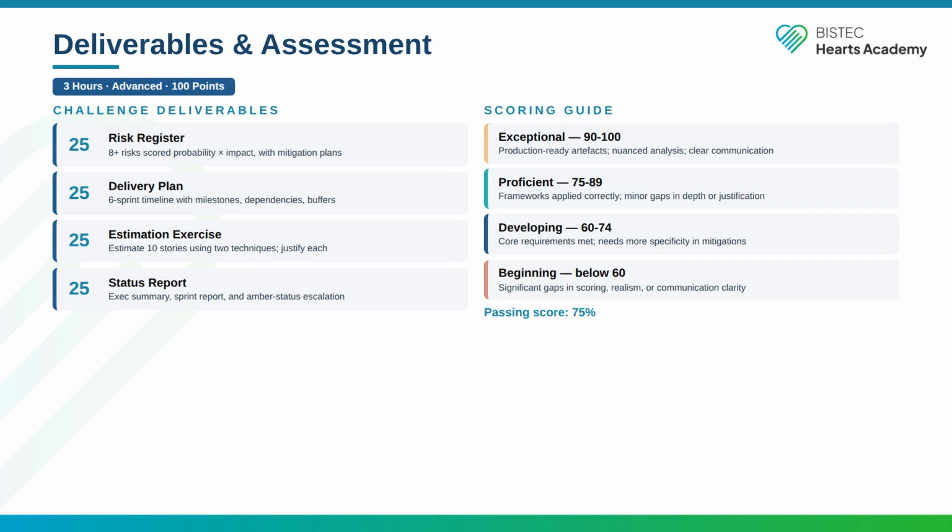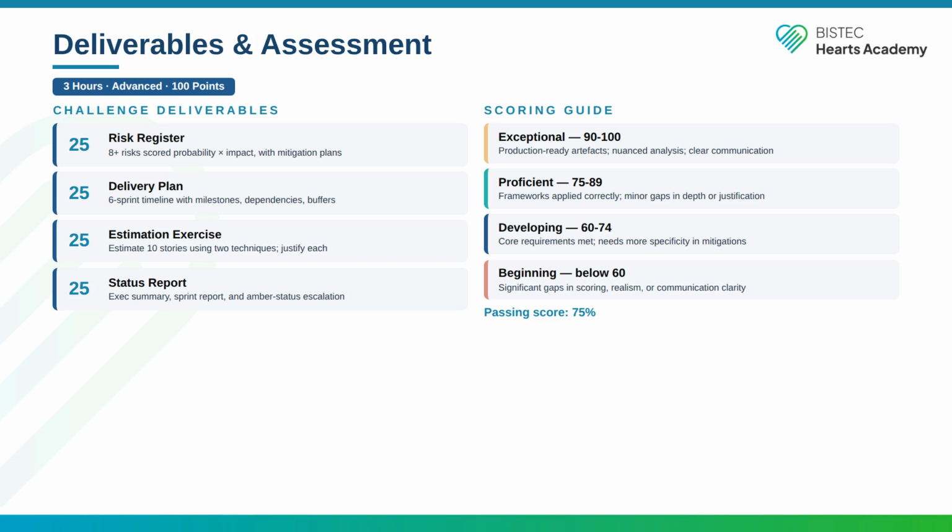Here is the challenge for this month. 4 deliverables, 25 points each for a total of 100 points. First, a risk register. Given a project scenario, identify at least 8 risks. Score each using probability times impact. Write a mitigation plan for every risk scoring 8 or higher. This should be in a living document format, something you could actually use on a real project.